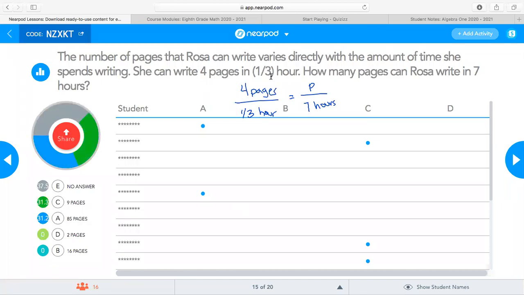Okay, so we're obviously still confused. So let's look. It's hard because I can't see your paper right now. I can't see what you're doing, what you're writing. Okay, so she can write 4 pages in 1/3 hour. So for me, I put pages on top and 1/3 of an hour on bottom. How many pages can she write in 7 hours? So I put pages on top and 7 hours on bottom. I'm not really sure how we're getting this other answer. So then I'm going to cross multiply.